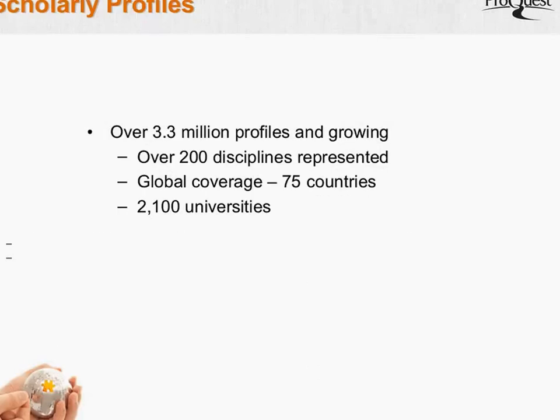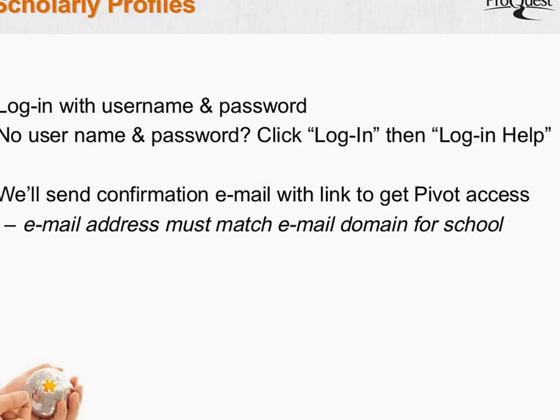Now, in terms of scholarly profiles, as I indicated, over 3.3 million and growing, over 200 disciplines, 75 countries, and over 2,100 universities are represented in Pivot. And that's something to think about as well. As an administrator, you may be primarily searching for funding opportunities for individuals on campus, part of the SUNY campus network. But Pivot also provides the opportunity to link out and connect with other individuals all around the world who may have similar or the same research interests. So there's that possibility as well.